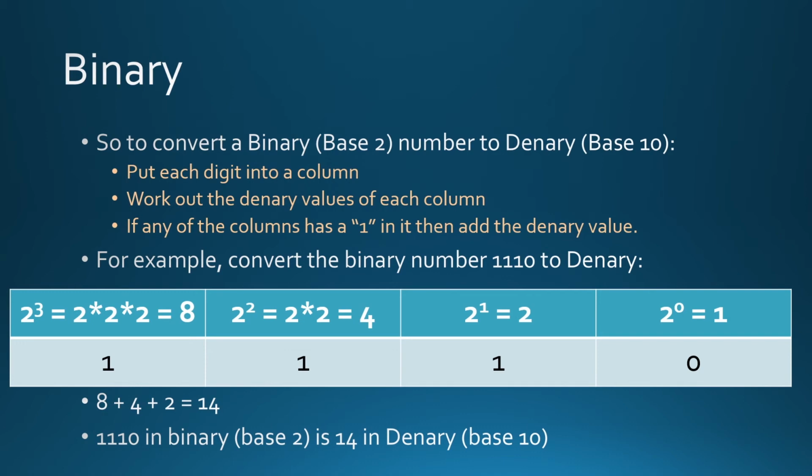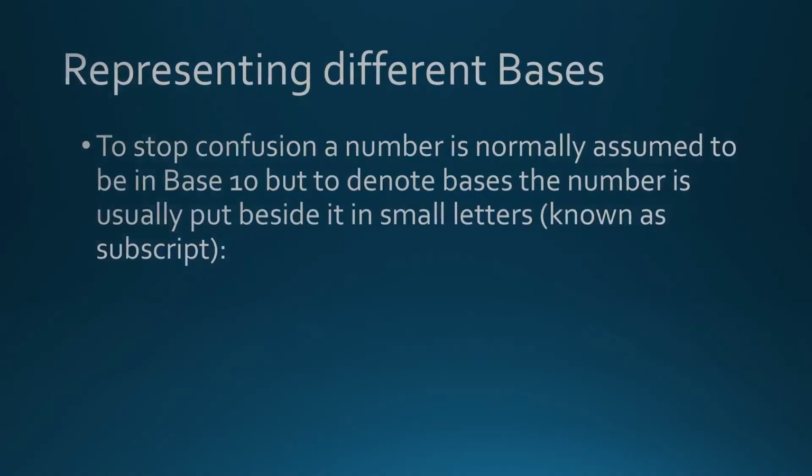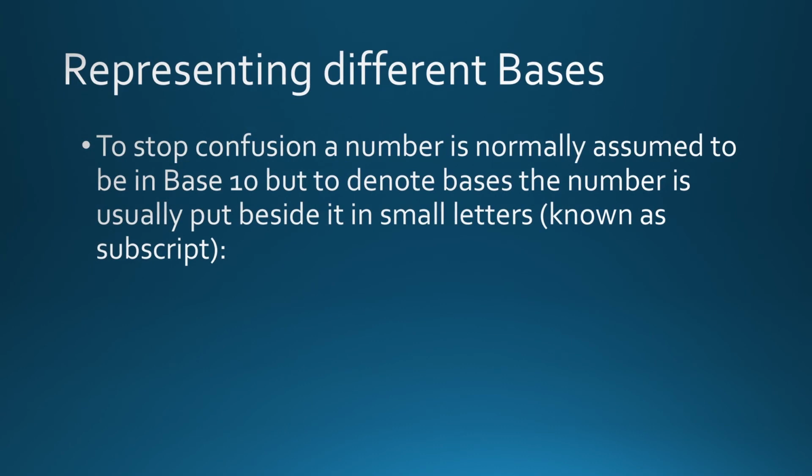Now, we represent these different bases. It can get confusing. If you see 100, is that 100? Is that 100 in binary? Is it hexadecimal? So what they do is they use a subscript and the number underneath it in computer science to tell you what number base it is. So look at this. 10101001. Little 2 there is telling you it's binary, it's base 2.